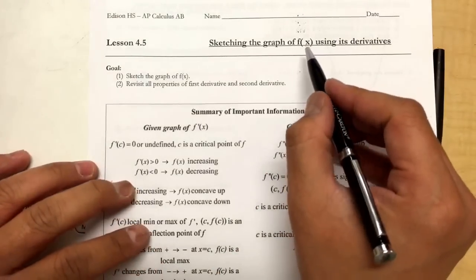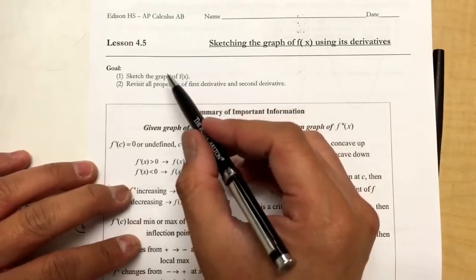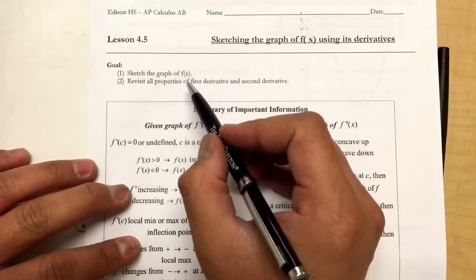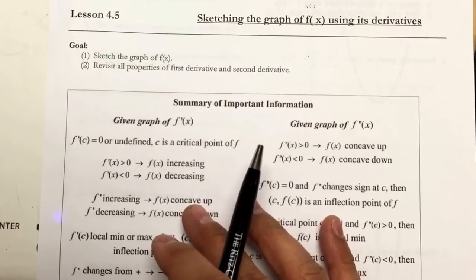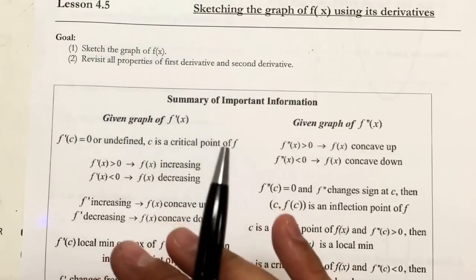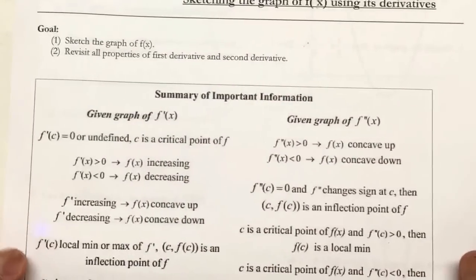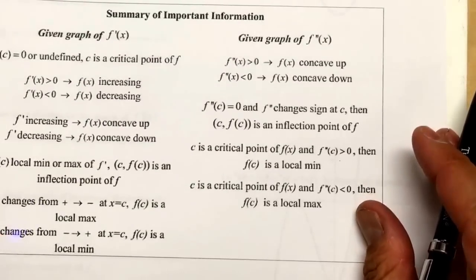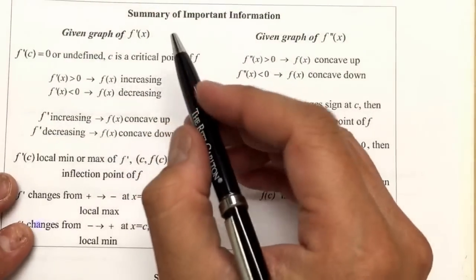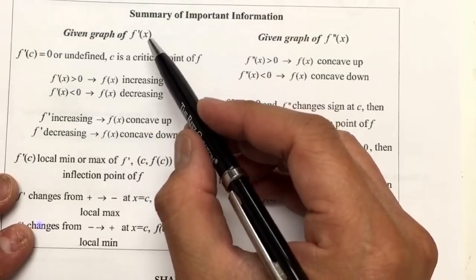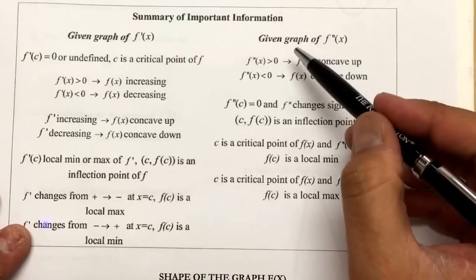Sketching the graph of the function using its derivatives. These are the two things we're going to try to accomplish in today's lesson, which is to show you how to sketch the graph of f and also to look at all the properties of the first and the second derivative. This is a good summary for you to review the information of what the first derivative can give us and also the second derivative.